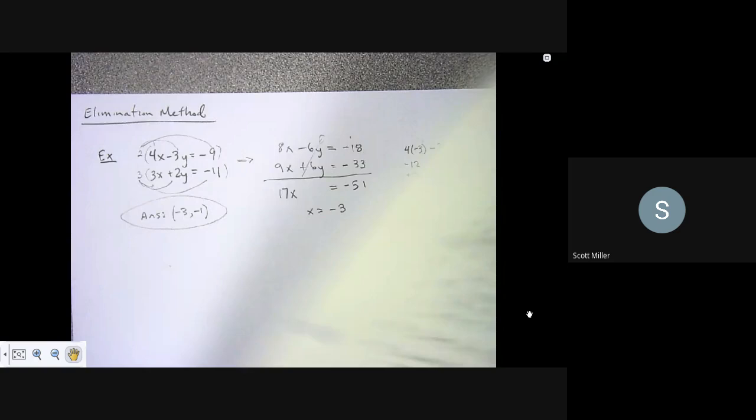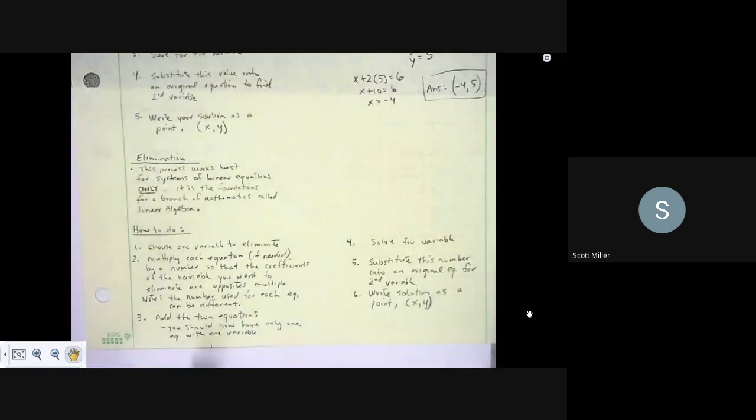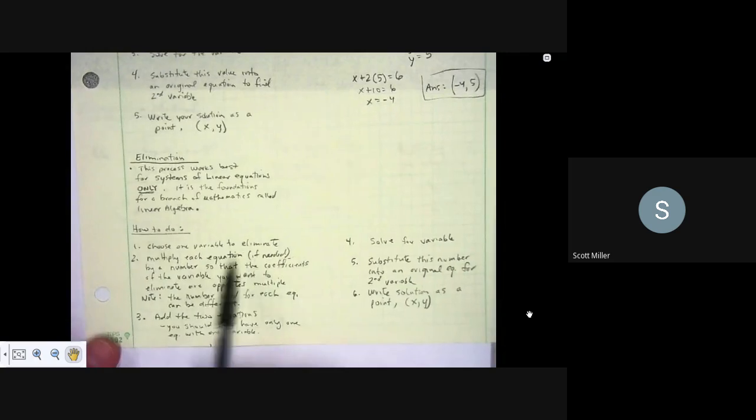Here's what I have written down at the bottom here so you can see the steps for those who are writing it down. Choose one variable to eliminate. Multiply each equation if needed by a number so that the coefficients of the variable you want to eliminate are opposite multiples of each other. The number used for each equation can be different.